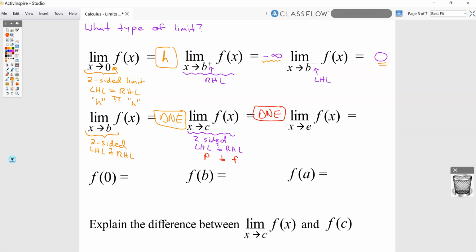So let's check this next one. I look at my limit. Very first thing I ask myself, what kind of limit? No plus or minus sign, so that means it's a two-sided limit. I have to check both the left-hand limit and the right-hand limit. Check to see, are those equal to each other? So my left-hand limit and my right-hand limit, are they the same? And notice this time we're approaching E.